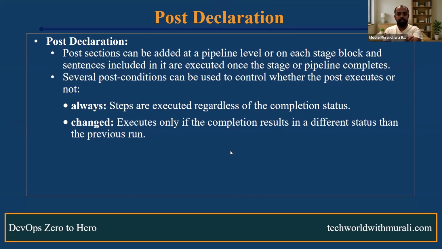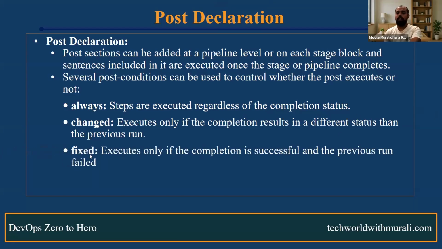Example, previously it succeeded, now it failed. Previously failed, now it succeeded. If you want to trigger the particular post declaration, we can use this one. Okay, now the next one is fixed.